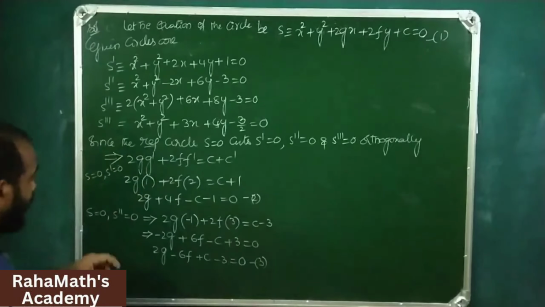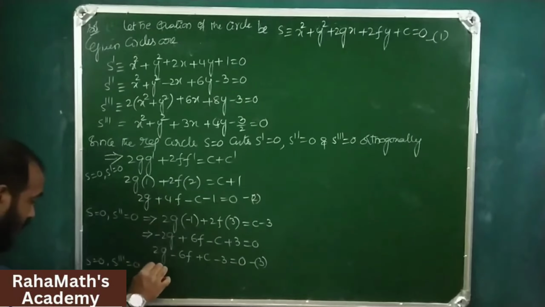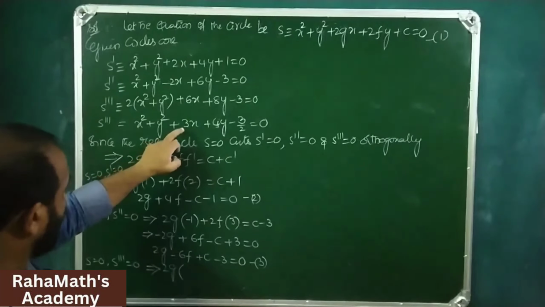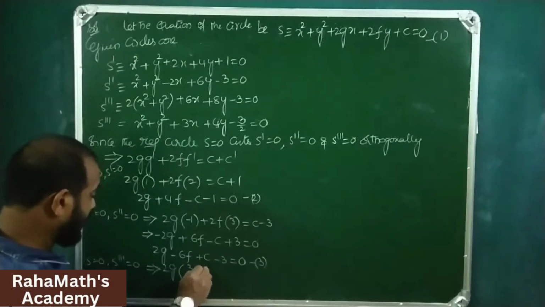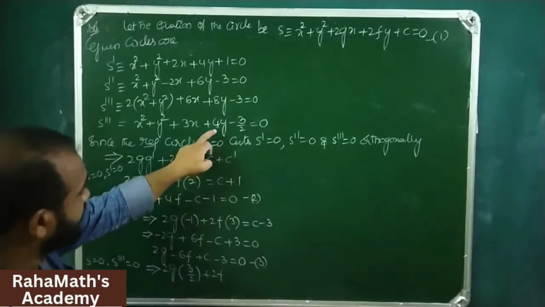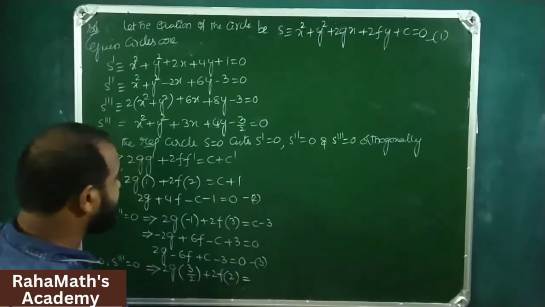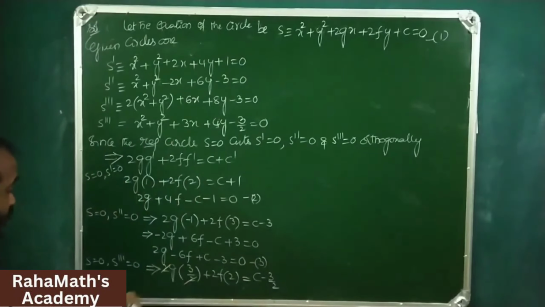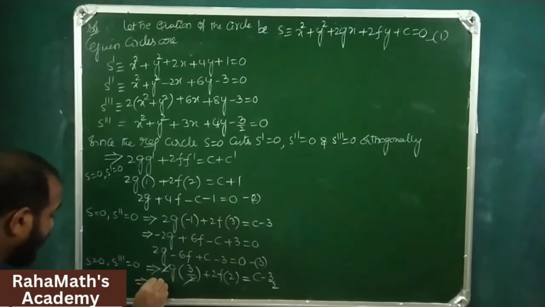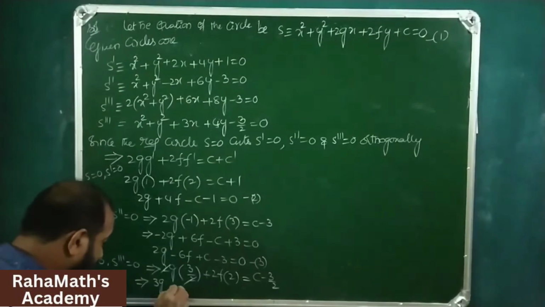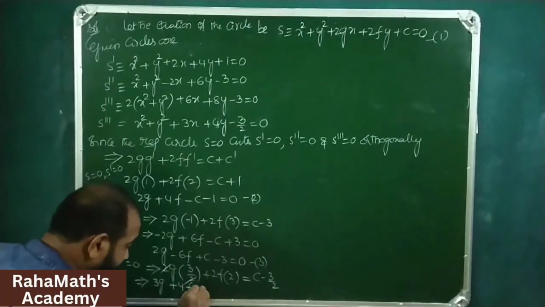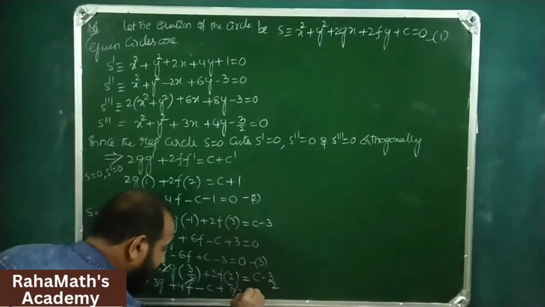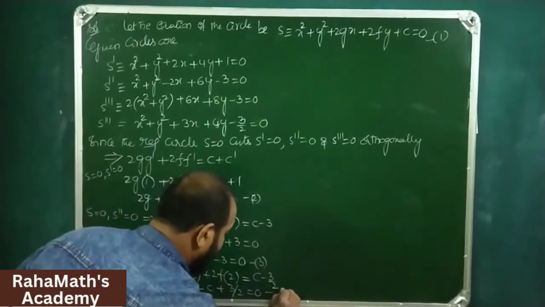Similarly, S equals 0 and S triple dash equals 0 also we will do. 2G G dash, G dash is 3 by 2, 2F F dash, F dash is 2, is equal to C plus C dash, C minus 3 by 2. So 2 gets cancelled here. 3G plus 4F minus C plus 3 by 2 equals 0. Let us take this to be the fourth equation.